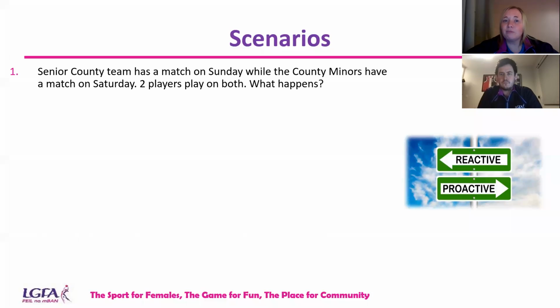So we mentioned this briefly earlier. The senior county team has a match on Sunday, while the county minors have a match on Saturday. Two players play on both. What happens? No point in waiting till it actually happens. Have a system in place at the start of the year. This is the protocol in relation to it.